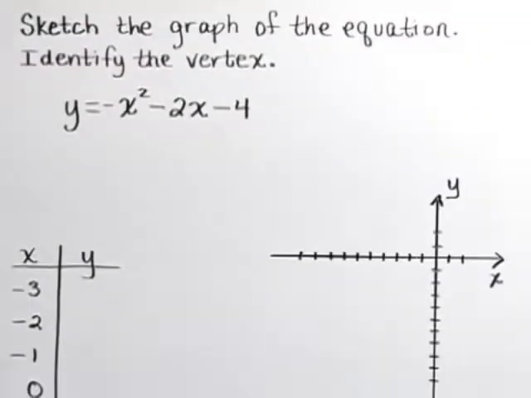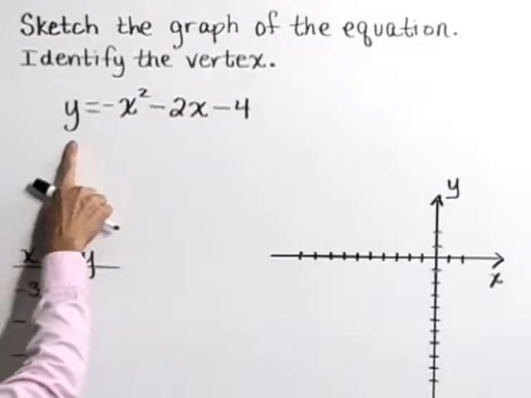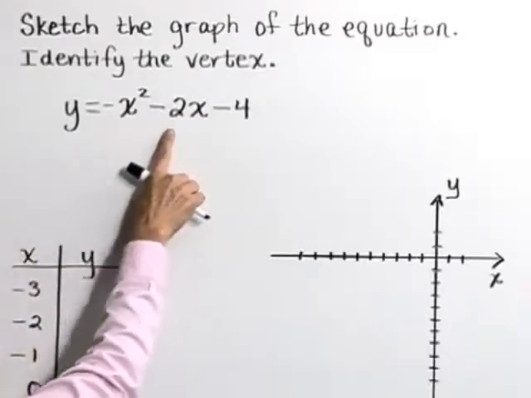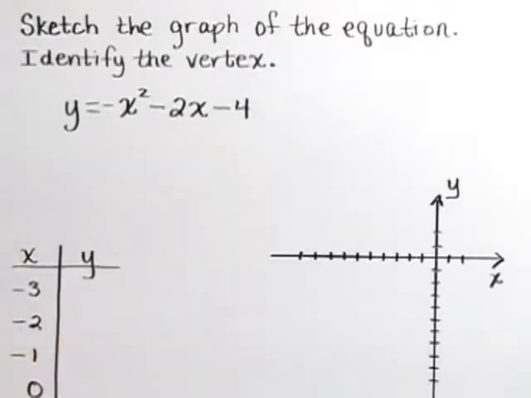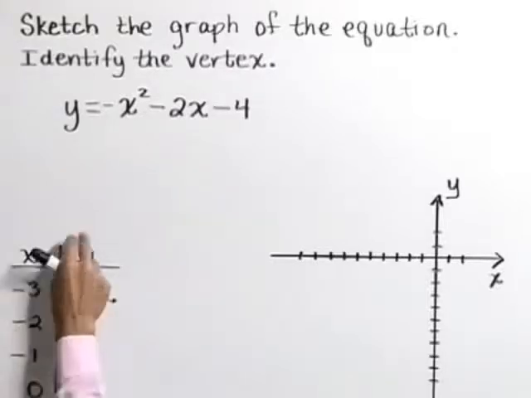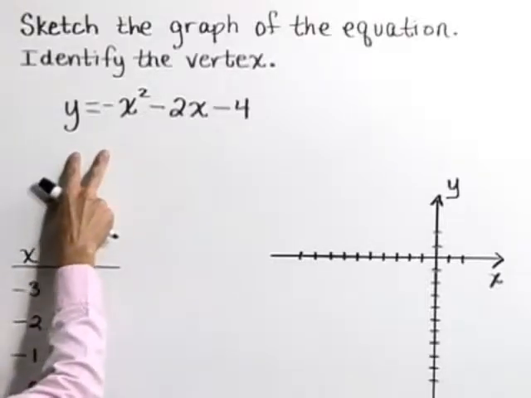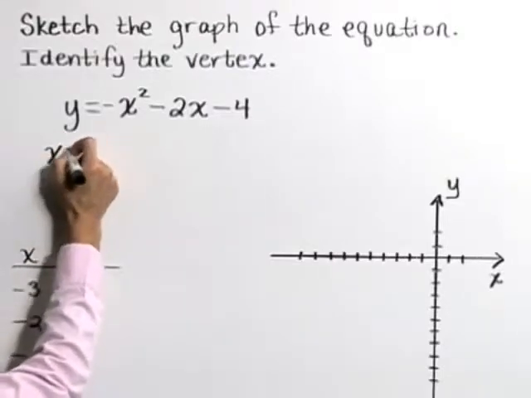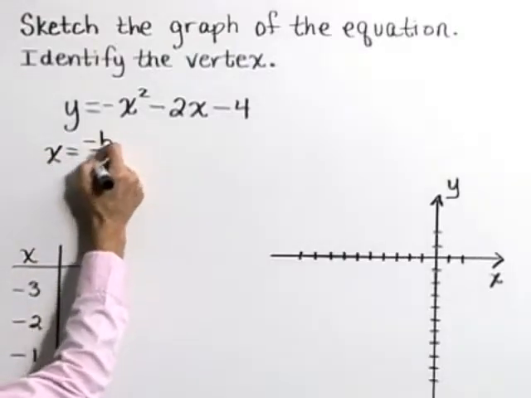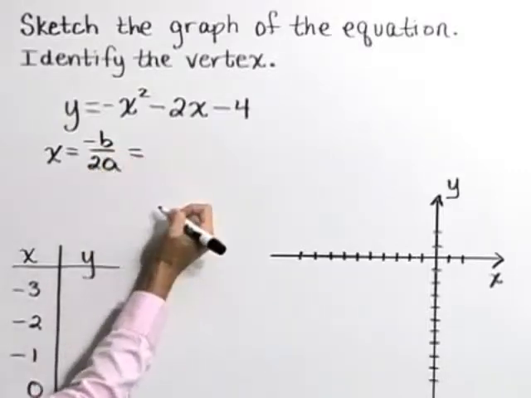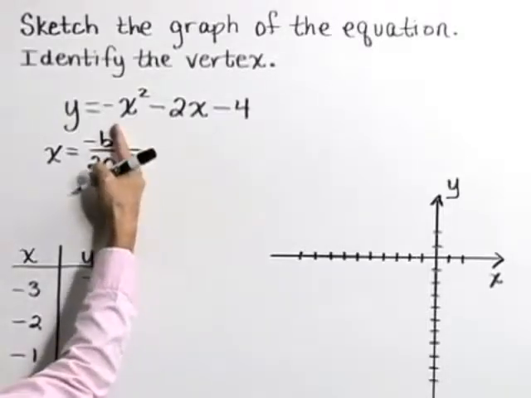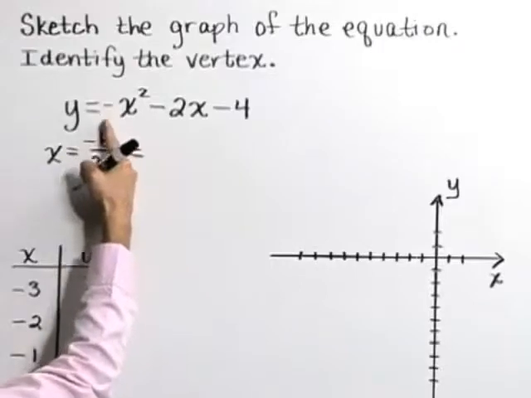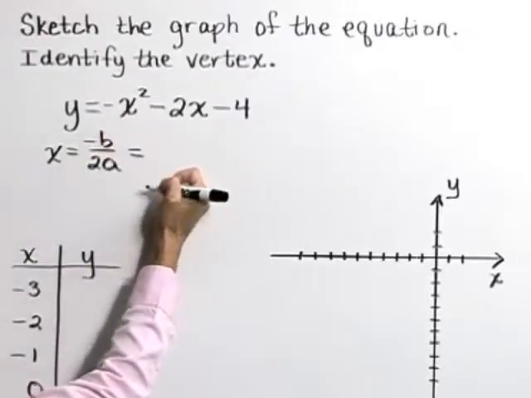Sketch the graph of the equation. Identify the vertex. We have the equation y is equal to negative x squared minus 2x minus 4. I'm going to start by identifying the vertex using our vertex formula, which starts with x equals negative b over 2a. In our equation above, a is equal to this leading coefficient, it's negative 1.